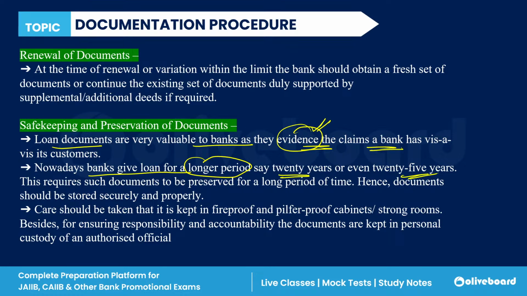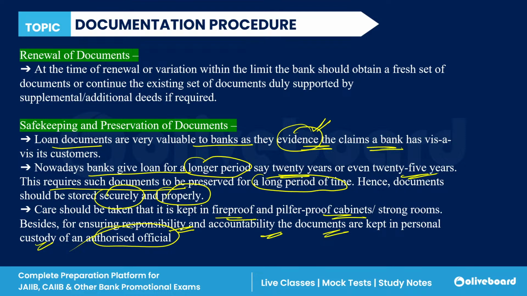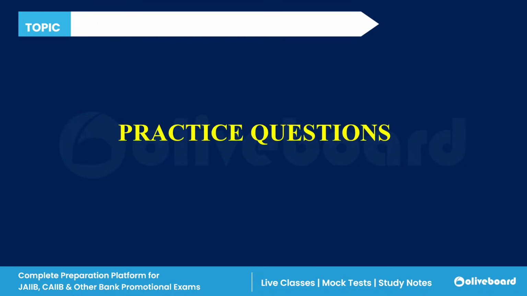Now, this actually requires that such documents be preserved for a longer period of time, and hence they should be stored securely and properly. Care should be taken that they are kept in a fireproof, pilfer-proof cabinet and strong room, okay? And there should be responsibility and accountability for the documents, which are kept in the personal custody of an authorized officer, right? So this is the documentation procedure.